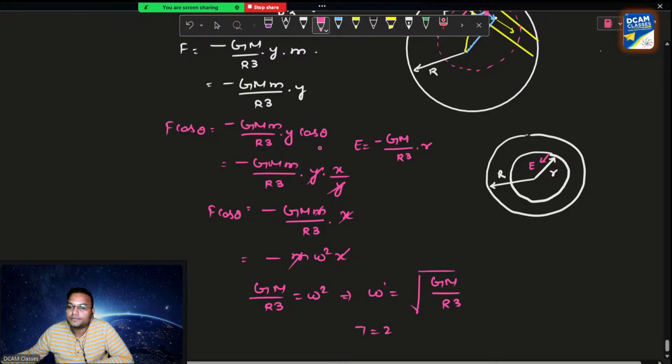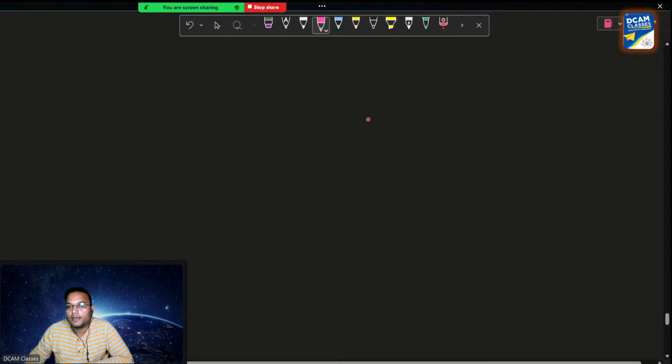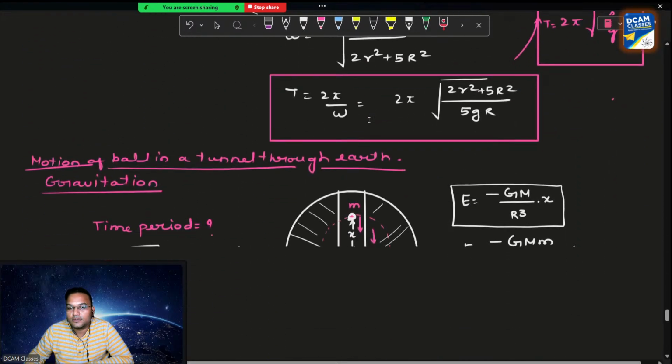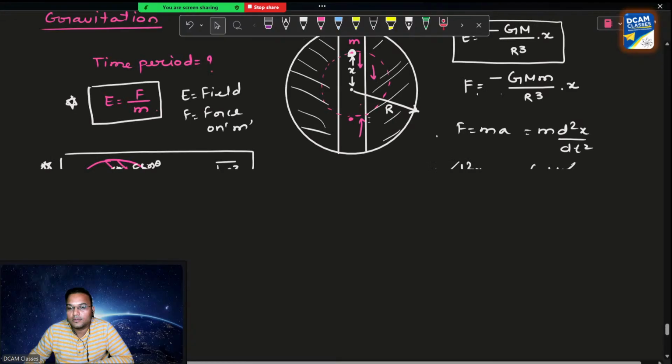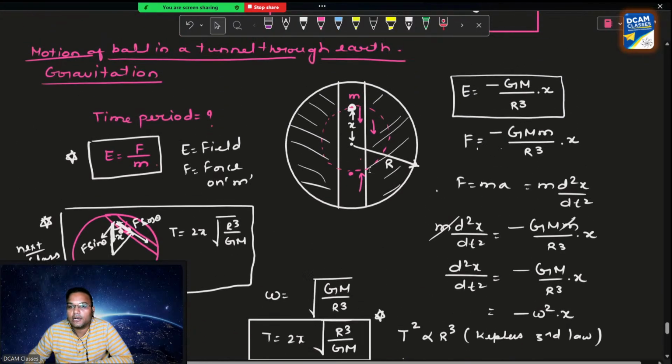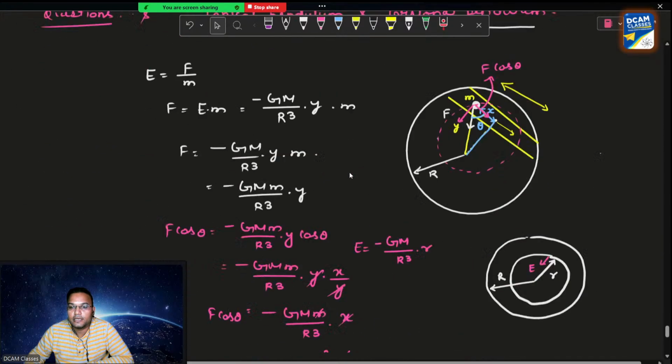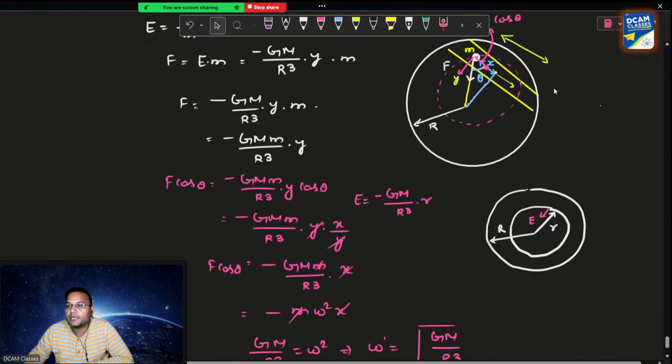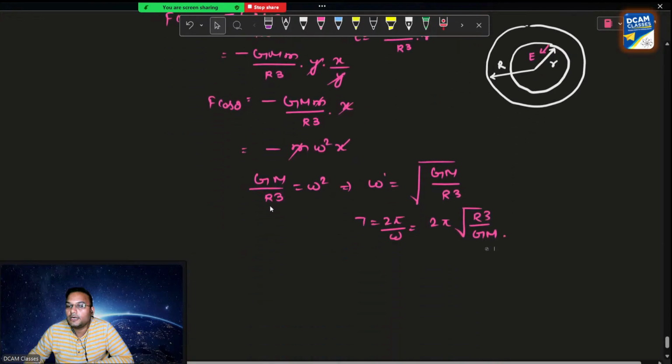So T is equal to 2 pi by omega. That's why you get 2 pi root over R cube by G M. Same thing. What was the result? The result was 2 pi root over R cube by G M. In the earlier case, the tunnel is dug along the diameter, through the center. Now in this case, if the tunnel is dug along the chord, then also we are getting the same result.